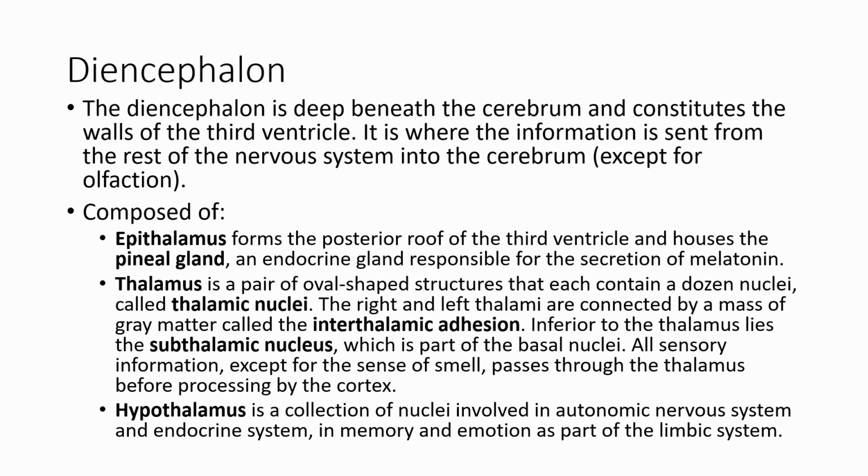But this is a deep structure. We're underneath the cerebrum, so we're kind of like in the middle of the brain, so to speak. We're covered by the cerebrum, and this is where we have the walls of the third ventricle. So we're really far in, and we're bordering that third ventricle. This is where we get information from the rest of the nervous system, and then send it into the cerebrum, with the exception of olfaction, so smell. We have a few components.